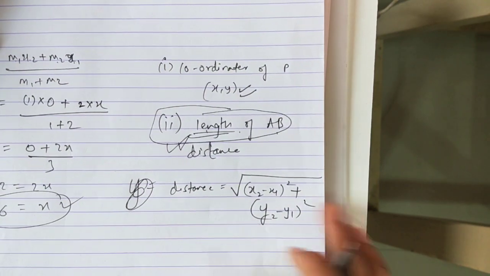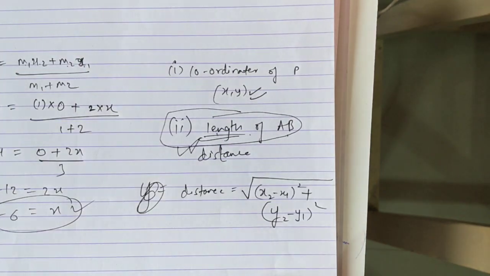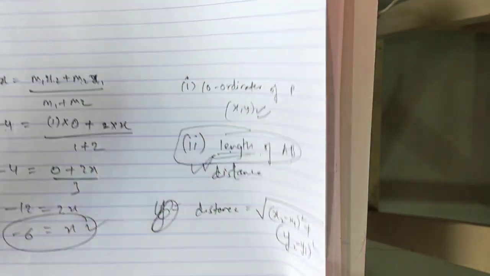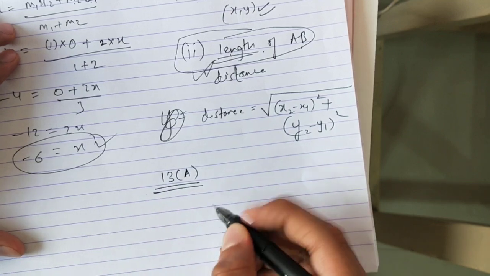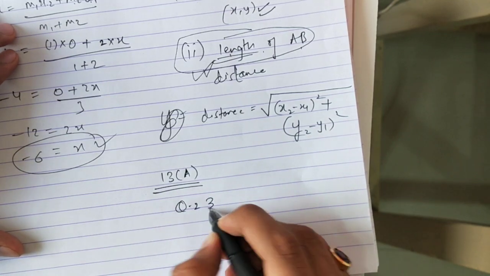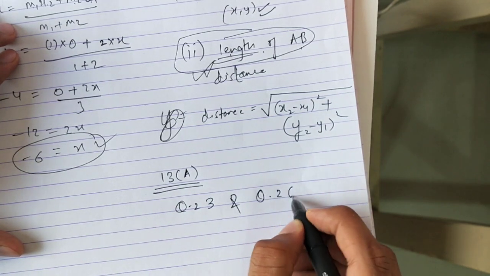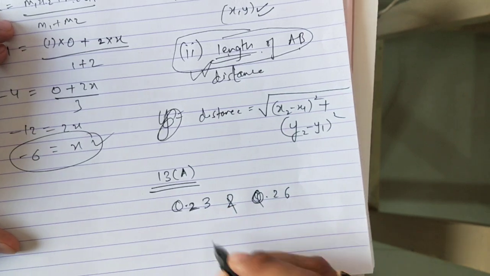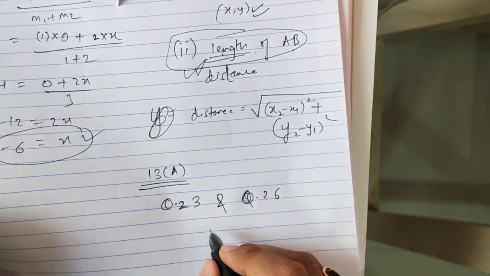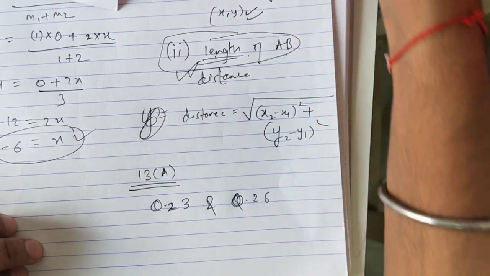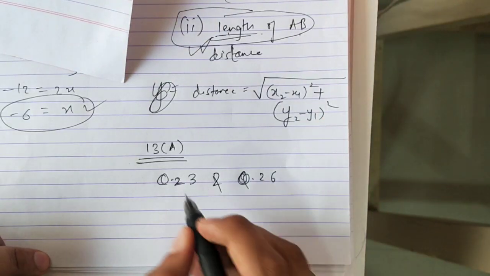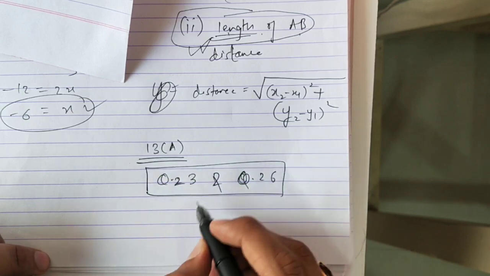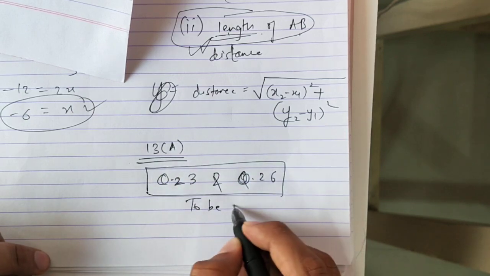Now in exercise 13A, I'm talking about Concise. In exercise 13A, question number 23 and question number 26 are a bit tricky, difficult ones. If I explain them over this video, you may get confused and have doubts. So these two questions you mark as to be done in class.